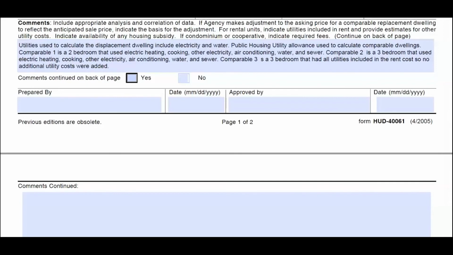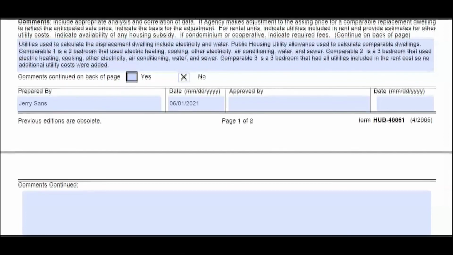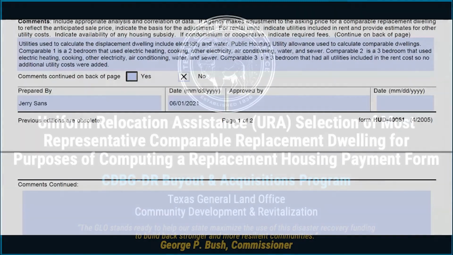Subrecipients should indicate the availability of any housing subsidy in the comments section. Also, if one of the dwellings is a condominium or cooperative, subrecipients should indicate required fees. Check yes or no to indicate if the comments were continued on the back of the form. Comments may also be attached as separate pages if necessary. If necessary, the box on page 2 should be checked that yes, the comments were continued on a separate page. Finally, the subrecipient will include the name of the preparer in the Prepared By box and enter the date. Subrecipients do not need to include anything in the Approved By section.